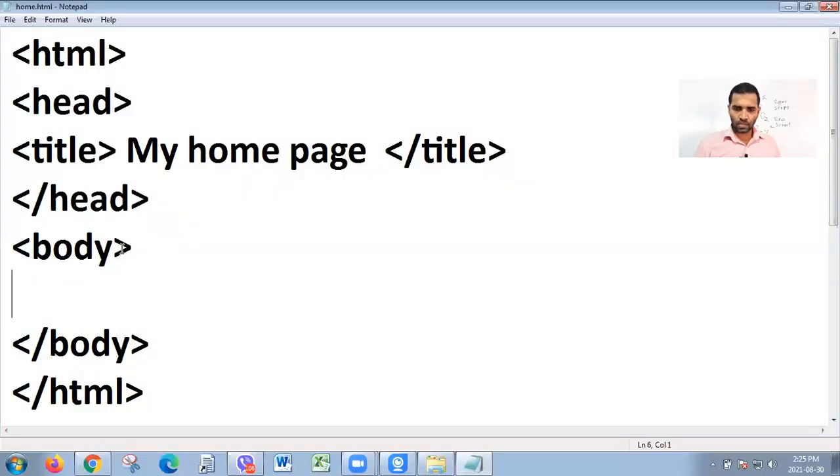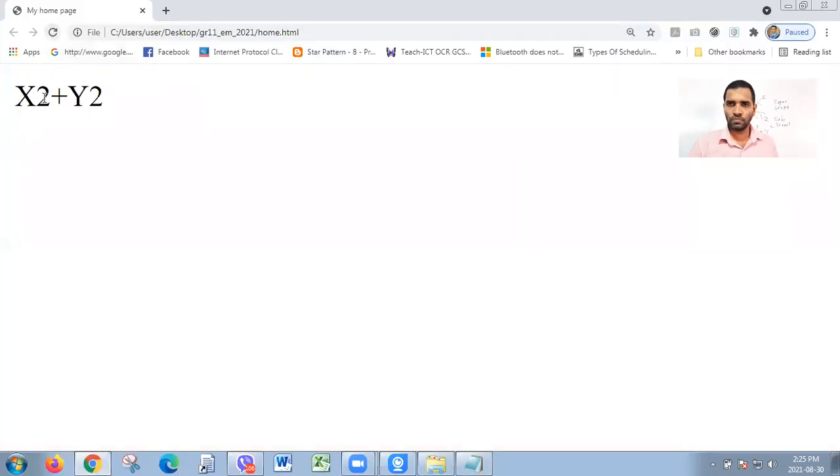So in the body, what happens if I type X2 plus Y2? Let me type X2 plus Y2. Now the output also same, right? We will get the same output, X2 plus Y2. So now here, the position of X, the position of plus, the position of Y, these are same, right? These are correct. Their position correct. But the position of the two 2s should be corrected, right? Should be changed. So let's see how to change.